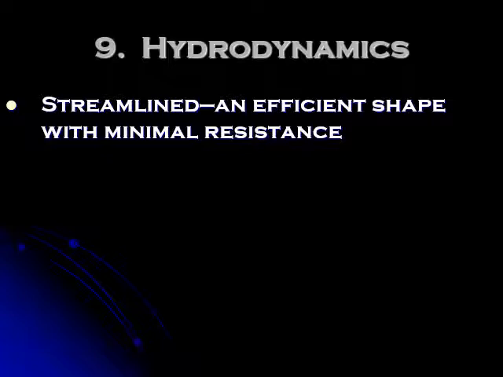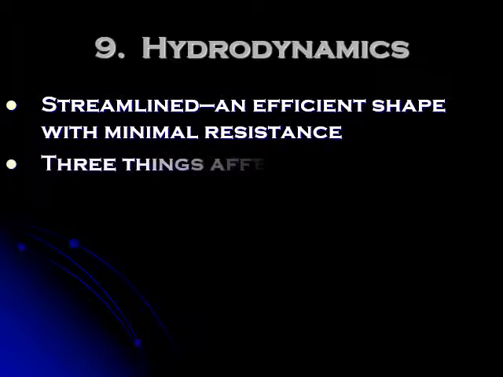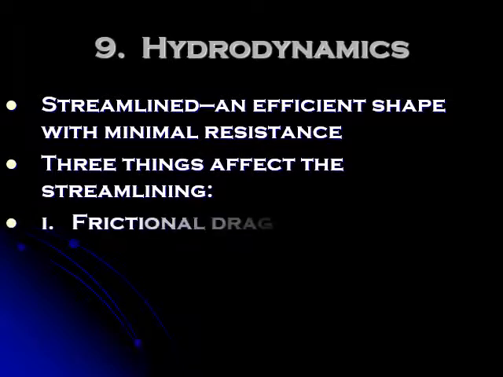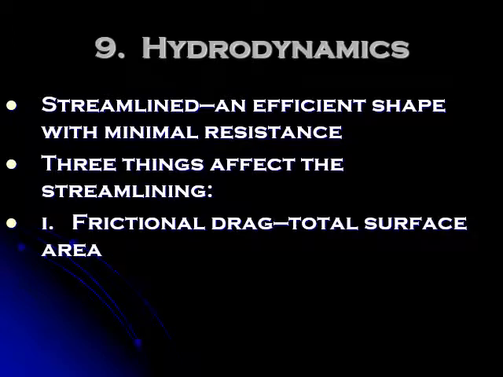So now turn this raindrop on its side so that the curve is facing forward and you have the basic body plan of a fish. So three things are going to be affecting the streamlining. The first is what's called frictional drag. This is the total surface area. This is related to the caudal fin, but it's just the total surface area of the fish. A large surface area will increase the frictional drag.